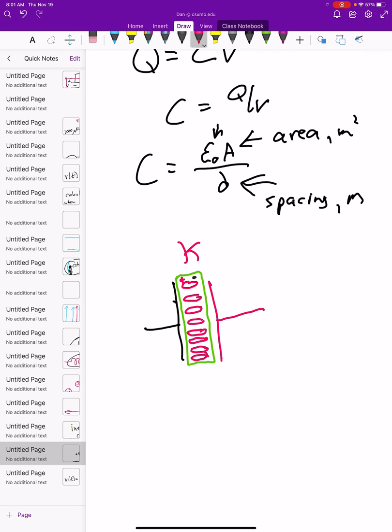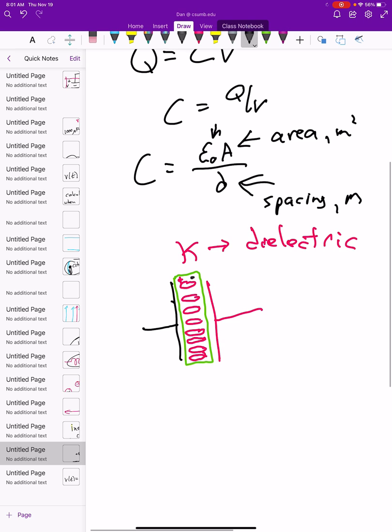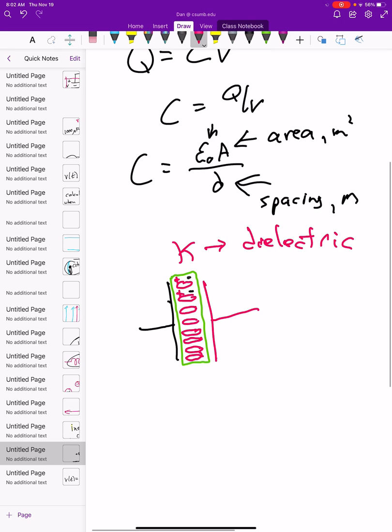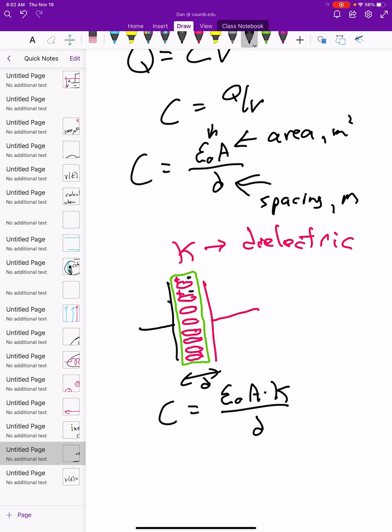But that's the dielectric constant, which tells you how much that dielectric is going to do that polarization, well, semi-polarization, at least the alignment of its molecules with the surrounding plates like this. And the more it does it, the greater the K. The greater the K, the greater the capacitance. So the equation for the capacitance, if you take that into account, becomes epsilon 0 A times K divided by D, where again D is the spacing and A is the area.